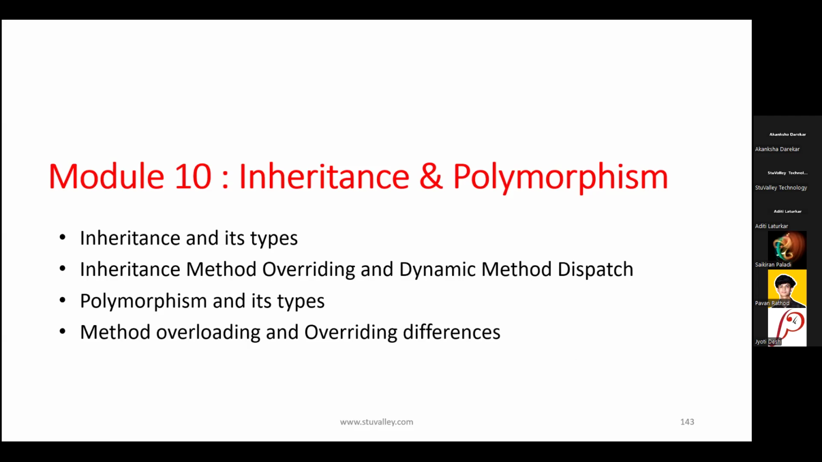Inheritance and polymorphism is the next module. In this, we are going to learn inheritance and its different types of inheritances in Java also. Inheritance, method overriding, and dynamic method dispatch. Polymorphism and its different types. From this polymorphism, we have already completed the method overloading part. So in this chapter, we are going to learn method overriding, and the differences between these two.